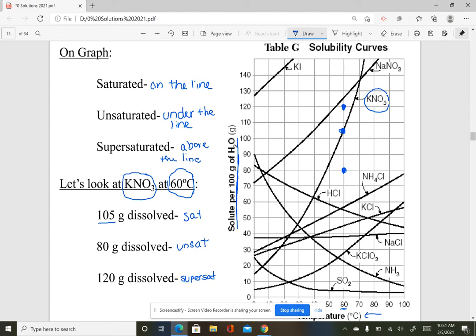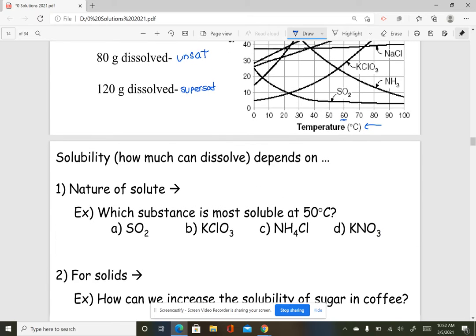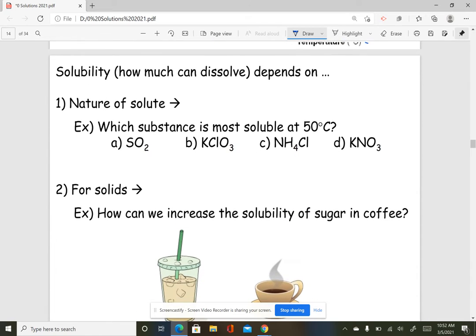100 grams of water should really only hold 105 grams of KNO3. So if we force in an extra 15 grams, that's going to be a supersaturated solution. Okay. All right. So just in general to talk about solubility.